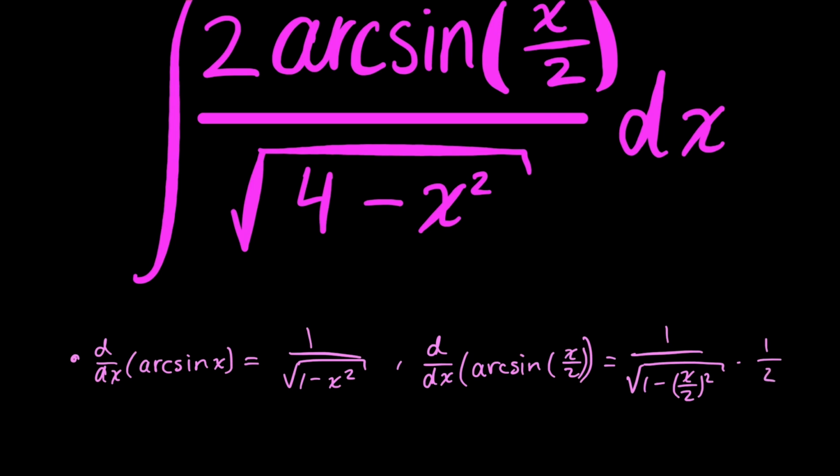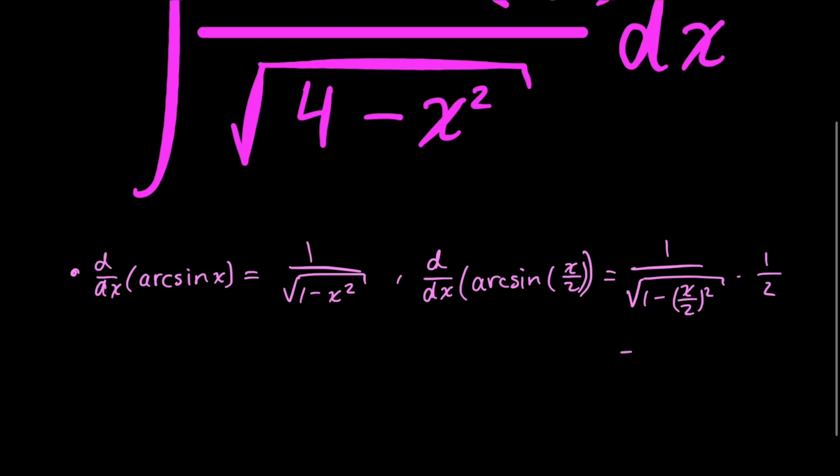Now, if it's not immediately obvious, this is exactly what I have contained in my denominator, it's just written differently. So if I apply some algebraic manipulation, I get that this is equivalent to 1 over the square root of 4 minus x squared.